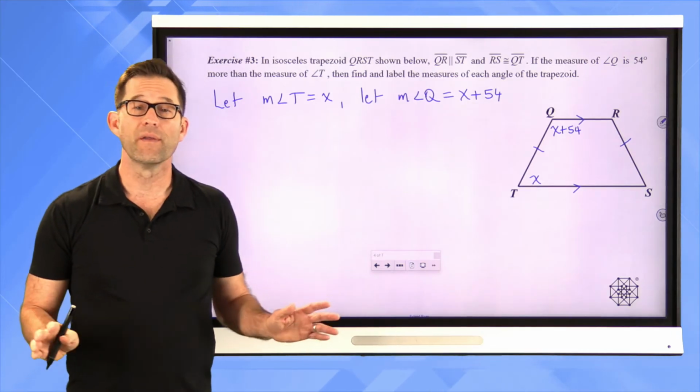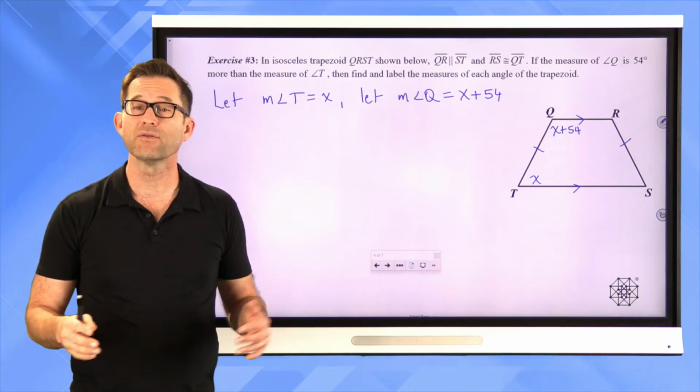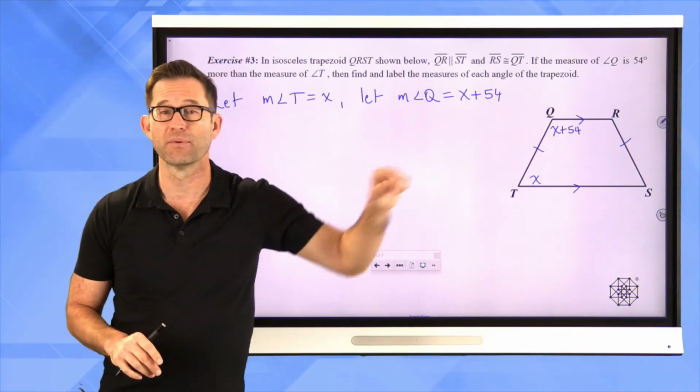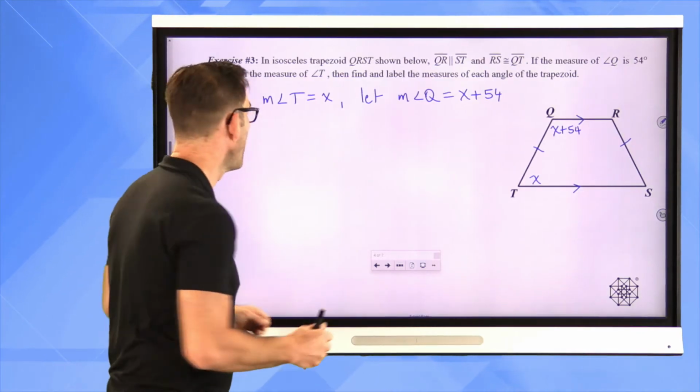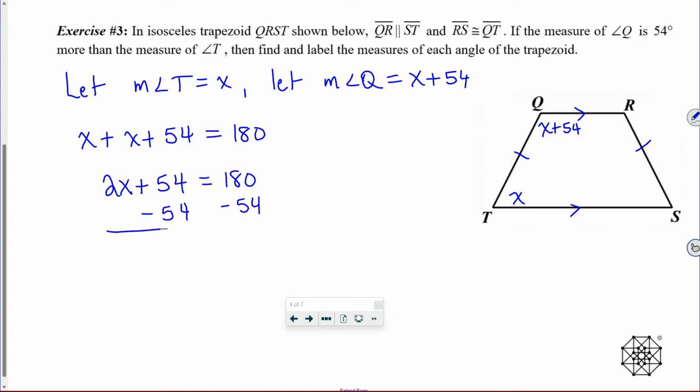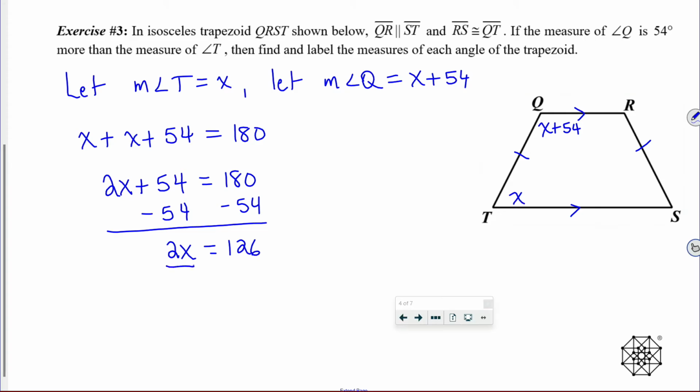Now, without even knowing that this is an isosceles trapezoid, I can set up an equation to solve for x, because these two angles in any trapezoid would end up being supplementary. So I can write down x plus x plus 54 is equal to 180. Nice algebraic equation to solve. Collect some like terms. Let's subtract off a 54 from both sides. That's going to leave me with 2x is equal to 126. I'll now divide both sides by 2, and x will be equal to 53 degrees.